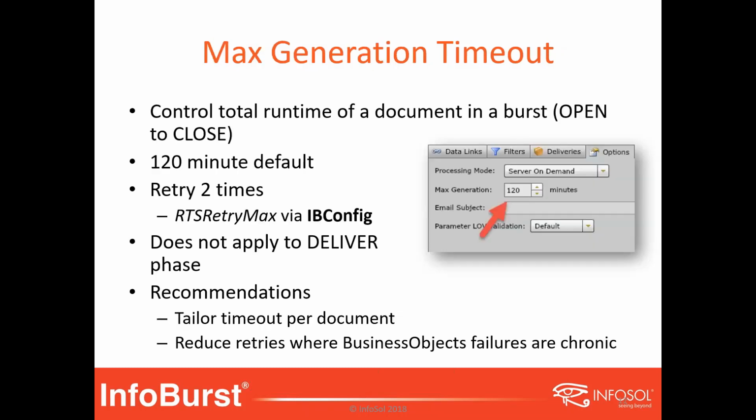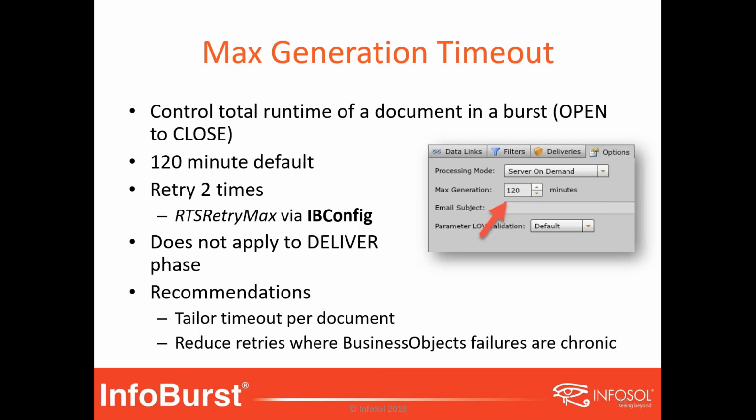And the other one is in the document options of your bursts, we have the max generation timeout, okay? This will control the total runtime of an individual document in a burst from open to close, okay? So keep in mind that from open to close, you will have an open request, might have hundreds of refresh requests, you might have hundreds of set parameter requests, things like that. So from open to close, that can be quite a long time, right?